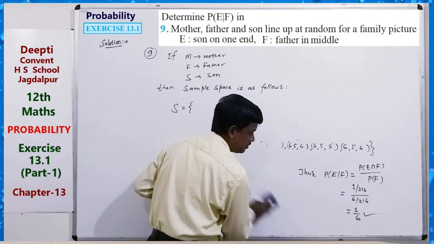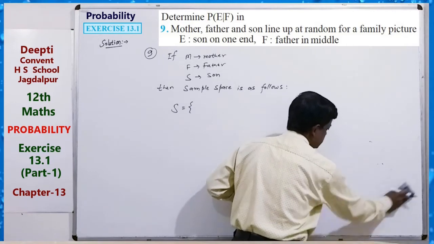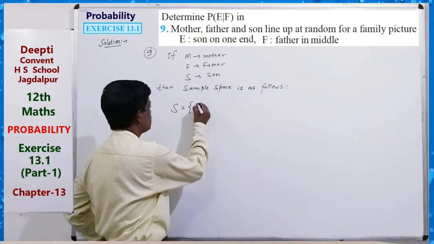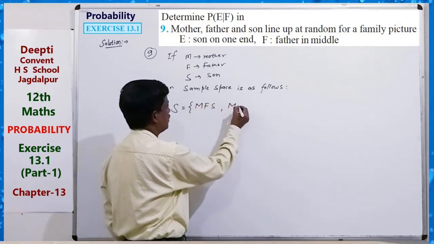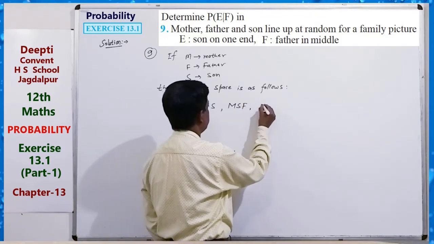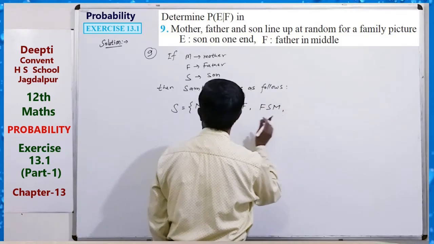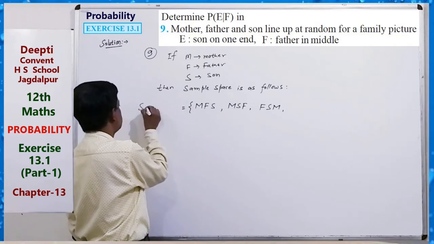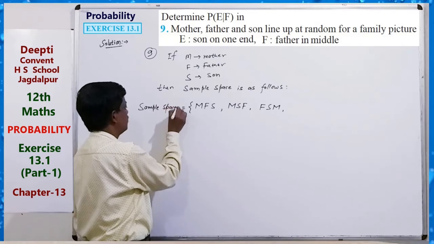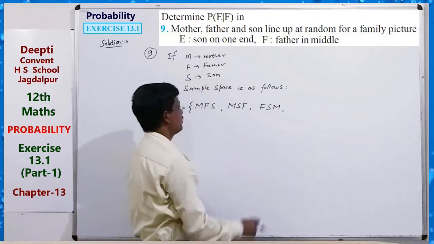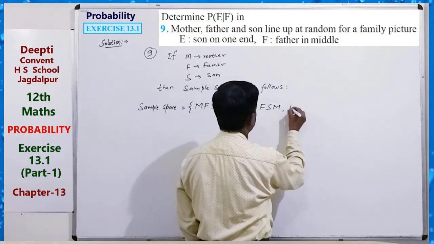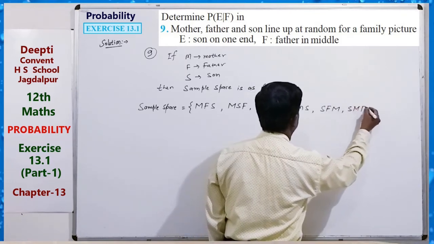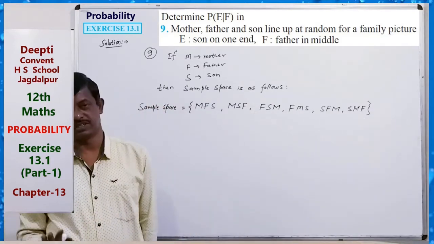How can we arrange these 3 elements M, S, F in 6 ways? We can write: MFS, MSF, FSM, FMS, and SFM, and SMF. Here the sample space is big S, because for notation S is also for son. So 1, 2, 3, 4, 5, 6: there are 6 positions.